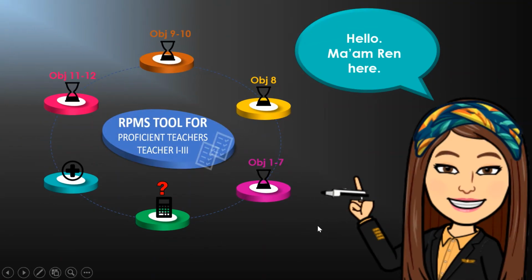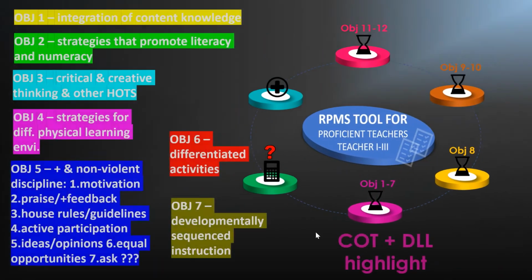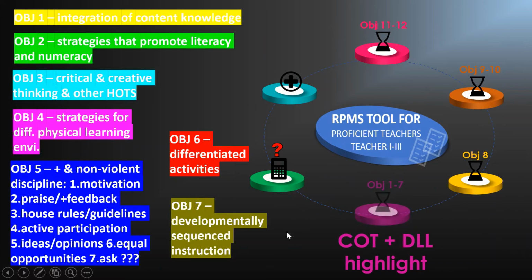Okay, so these are the objectives that Teachers 1 to 3 should present. Okay, so itong objective number 1 to 7, ito po yung lahat ng objectives na nangangailangan ng ating COT and DLL. So ito yung ina-highlight natin. So, this time, automatic naman na po yung mga scores or rating sa ating COT. I-encode na lang natin yan sa ating EIPCR.